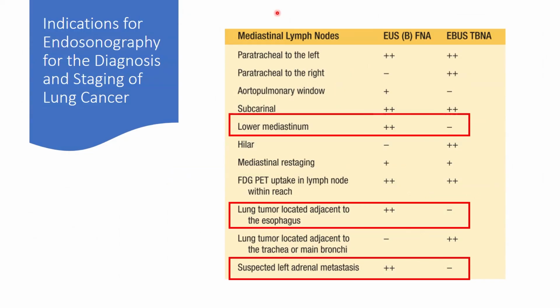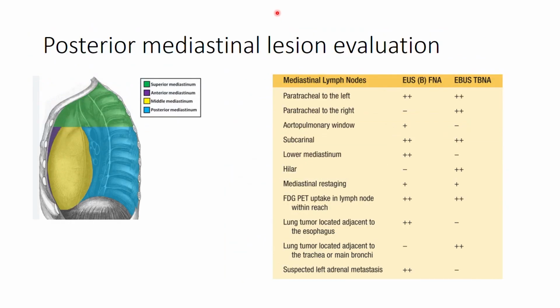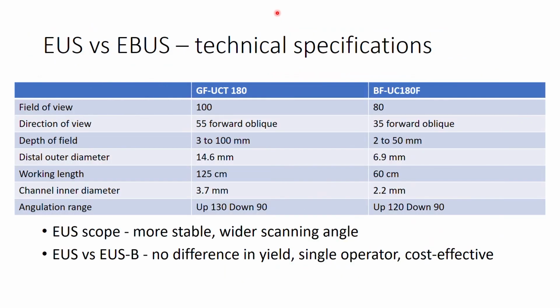So, coming to the indications of endosonography for the diagnosis of lung cancer, there are few indications where EUS only can help, like any lymph nodal masses in the lower mediastinum, or lung tumor adjacent to esophagus, or suspected left adrenal metastasis. There, EUS can help to get a histological diagnosis. And also EUS can help in posterior mediastinal lesions evaluation.